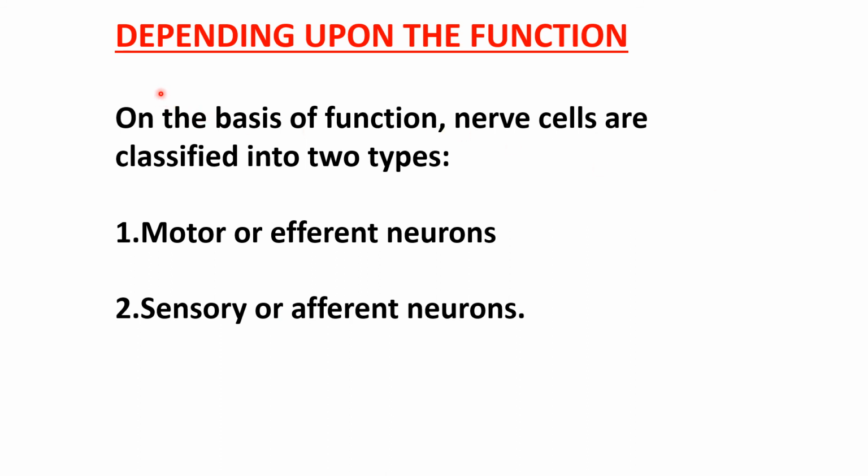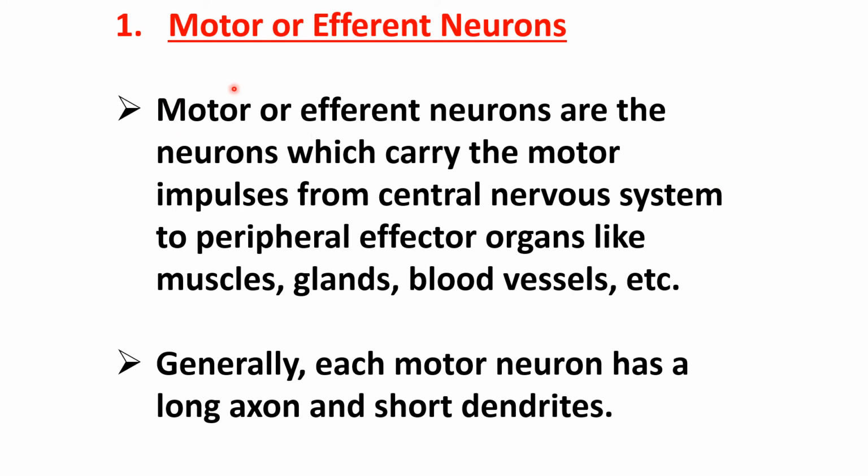Then another classification is depending upon the function. Depending on the function, nerve cells are classified into two types: motor or efferent neurons, and sensory or afferent neurons. First, motor or efferent neurons are the neurons that carry the motor impulses from the central nervous system to peripheral effector organs like muscle, glands and blood vessels. Generally, each motor neuron has a long axon and short dendrites.